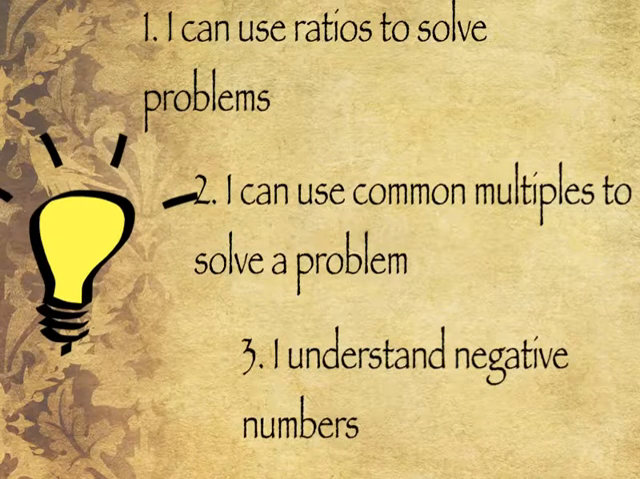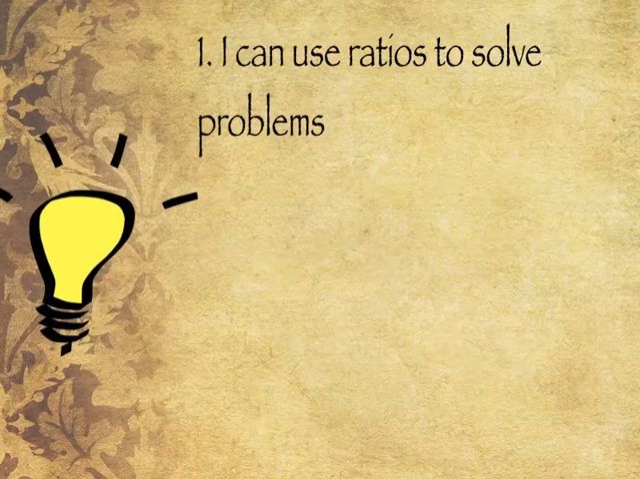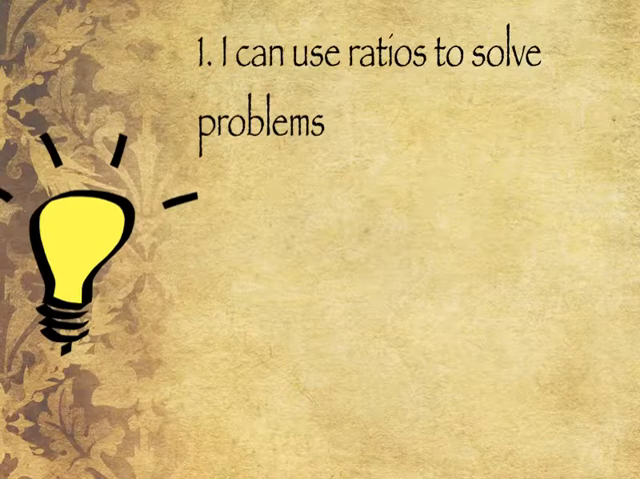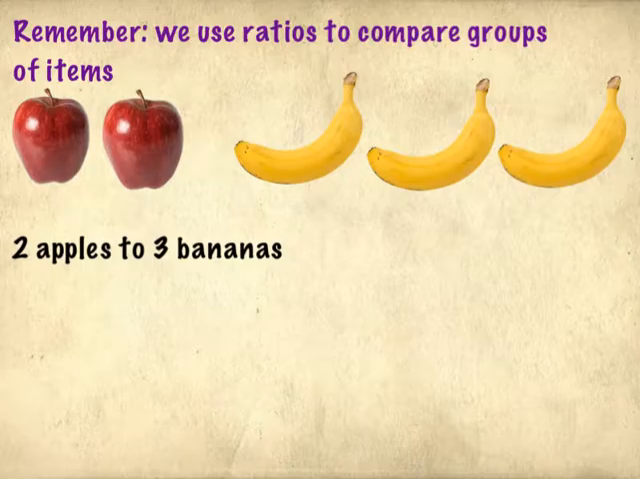Today we're going to talk about using ratios to solve problems, using common multiples to solve problems, and understanding negative numbers. So we will start with a quick review of ratios and use them to solve some problems. Just as a reminder, we use ratios to compare groups of items.